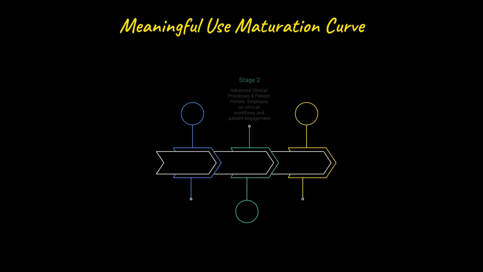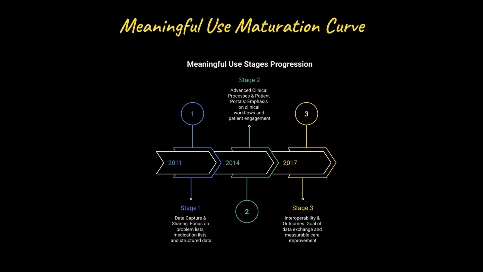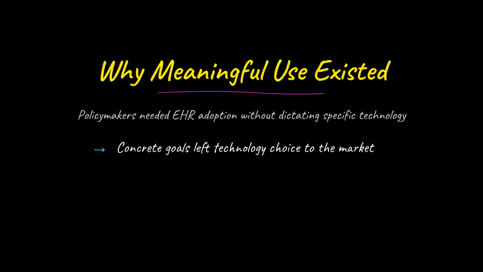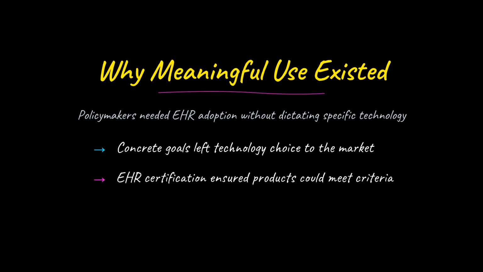Think of the 3 stages as a staircase. Each step assumed the prior one was complete. You could not meaningfully pursue interoperability if you had not yet captured structured data, and you could not demonstrate outcome improvements without first establishing clinical workflows. The program's design was intentional. Rather than mandating specific software, policymakers defined measurable outcomes and let the market supply certified tools. Certification bodies like CTIT verified that EHR products could actually satisfy the criteria providers needed to meet.